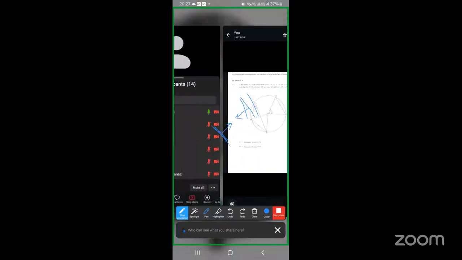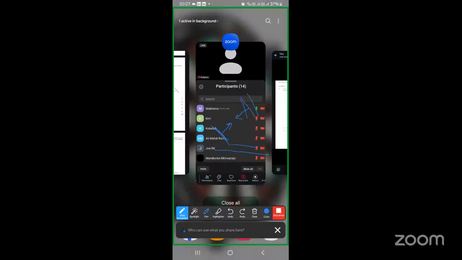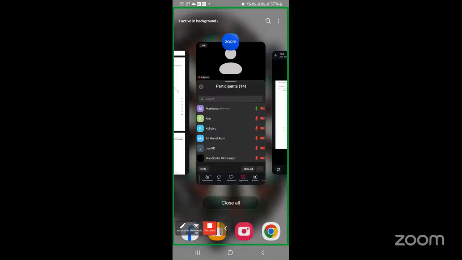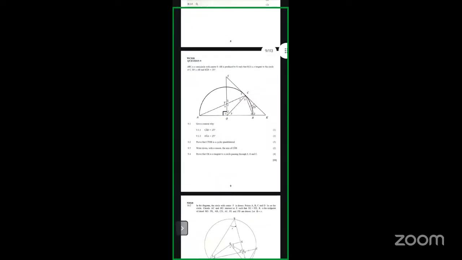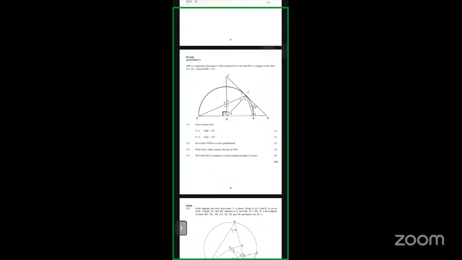Okay, let me try to find maybe something challenging. Sorry for that. Can you all see my screen that side? Yes, sir. Okay, I think we can do as many questions as we can today with today's lessons before we proceed to other things.